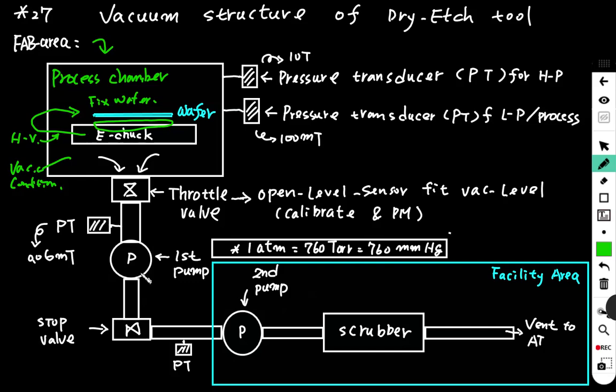First of all, we use two pumps, the first pump and the second pump. Sometimes in some machines they are called the dry pump 1 and dry pump 2, or the turbo pump and the dry pump, or a cryo pump and dry pump. Different equipment use different names. Usually we use two pumps.